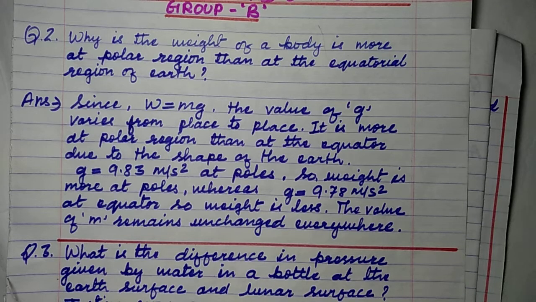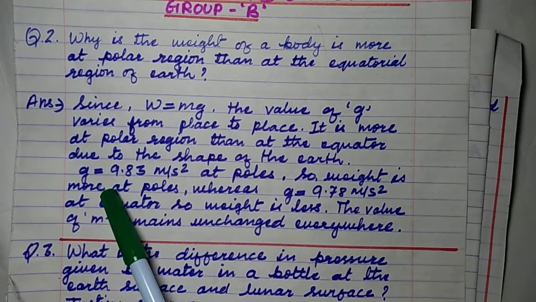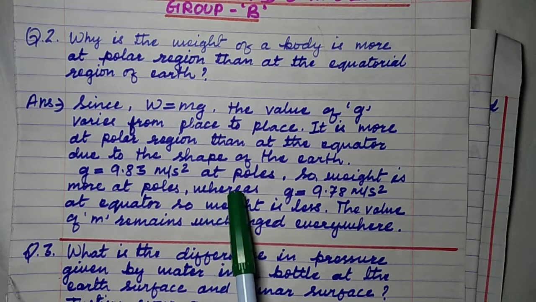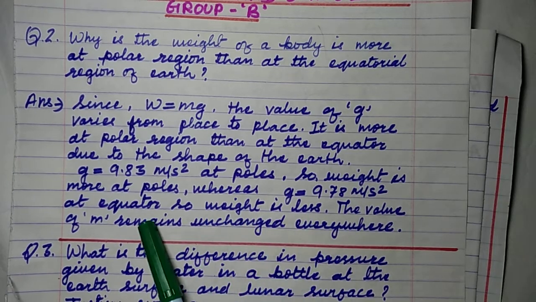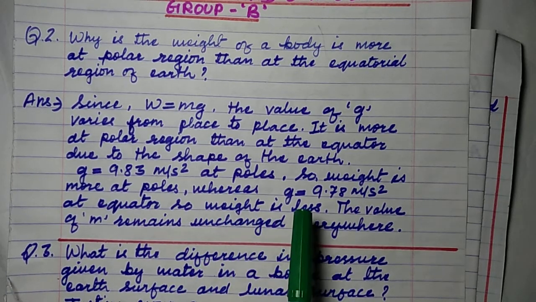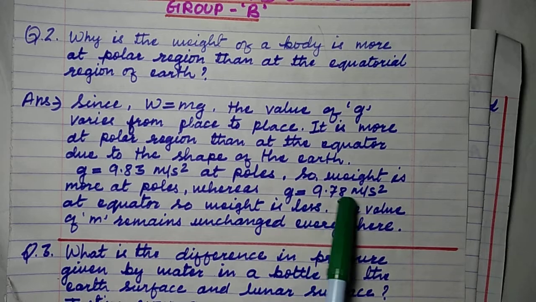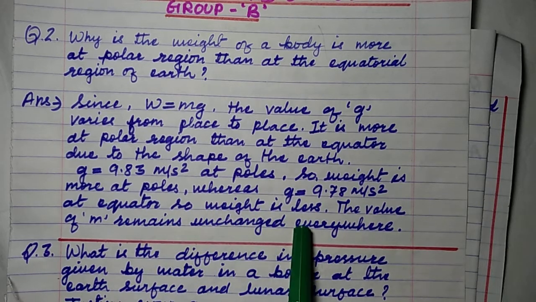Because of that, the radius is shorter at the poles and it is longer at the equator, and it makes the value of g different. Value of g is more at the pole, whereas value of g is less at the equator. So g equal to 9.83 meter per second square at poles, so weight is more at the pole, whereas g equal to only 9.78 meter per second square at the equator, so weight is less.